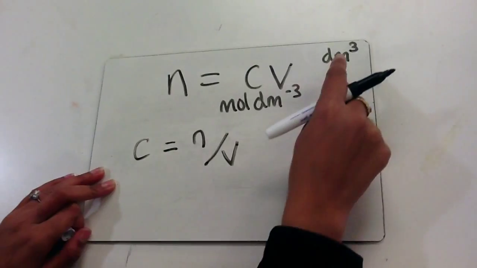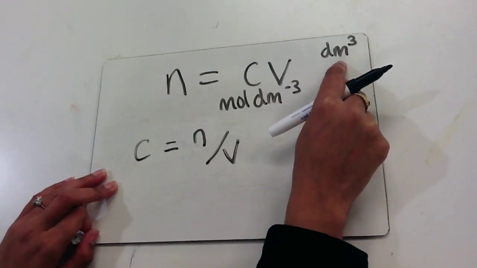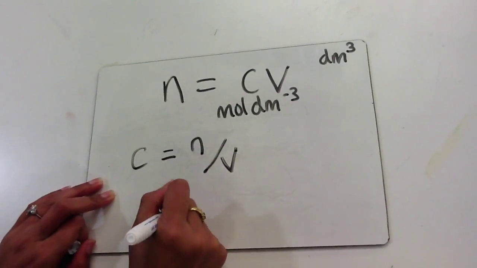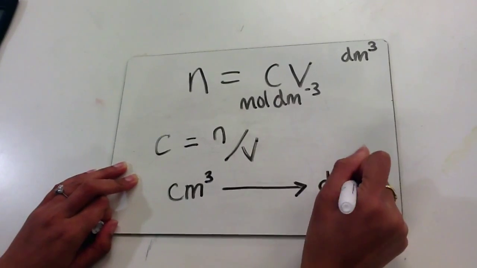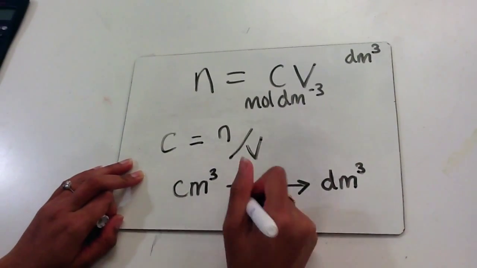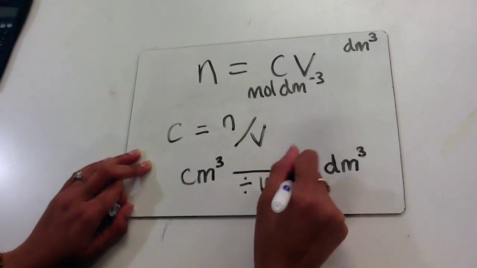Now volume, you need to make sure, is in decimeters cubed. Normally in questions, they're given in centimeters cubed. We need to make sure we convert it to decimeters cubed. We do this by dividing centimeters cubed by 1,000.